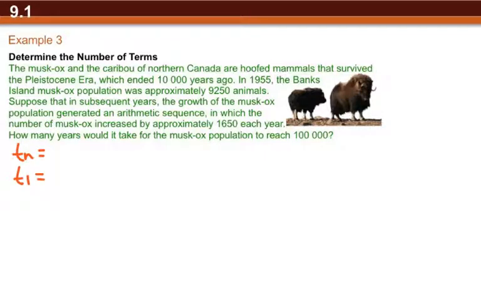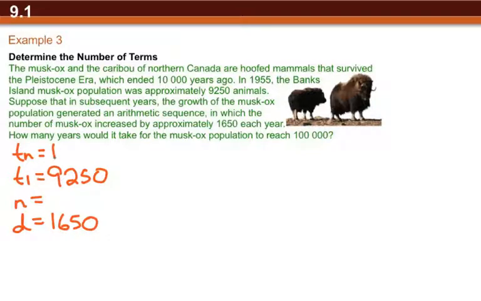Go to our formula. T1 being our first term, so at the beginning of the sequence, or at the beginning of the time period, would be 9,250. D, the change per year, that would be 1,650. And the other valuable piece of information here is we want 100,000 muskox.